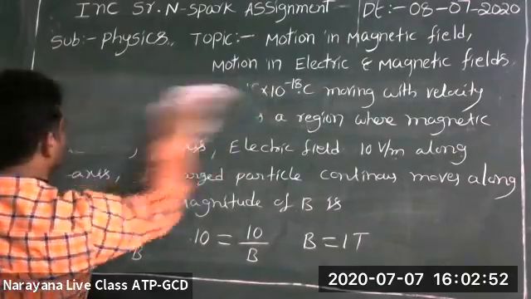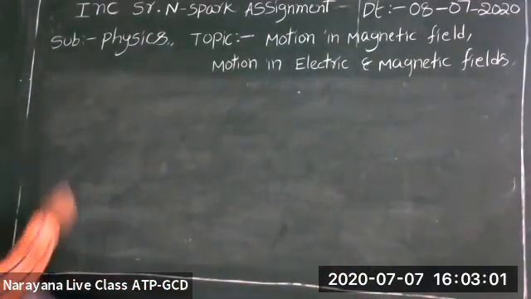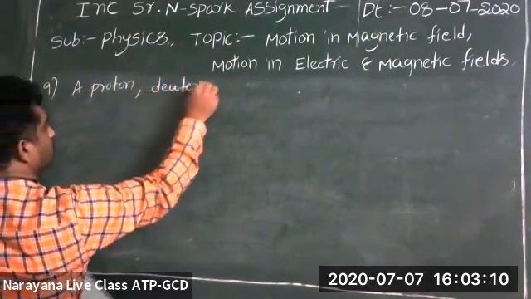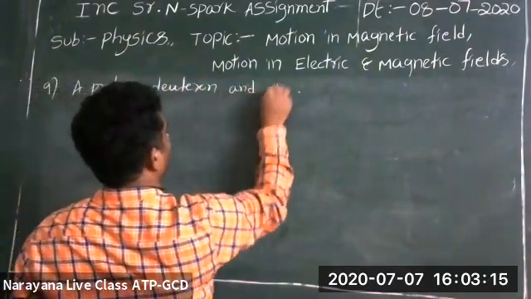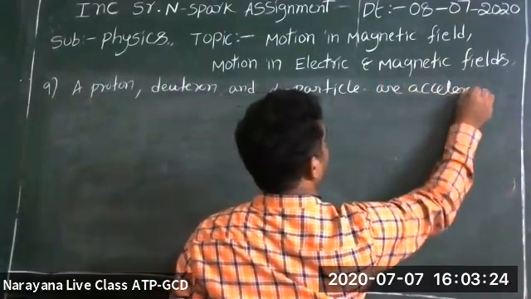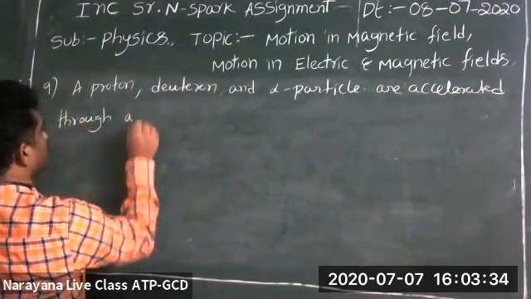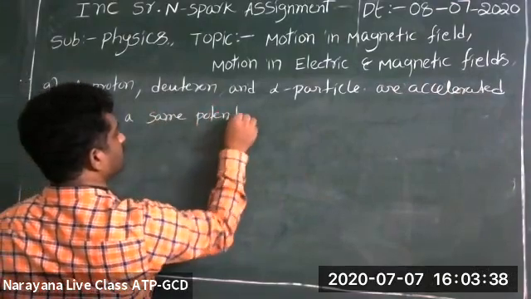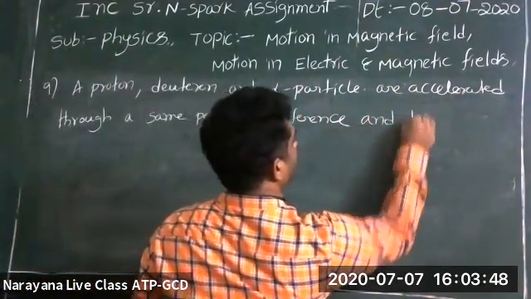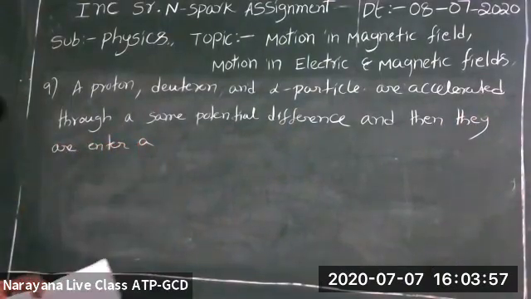Next problem. Ninth one. A proton, neutron, and alpha particle accelerated through the same potential difference, and then they enter a normal uniform magnetic field.